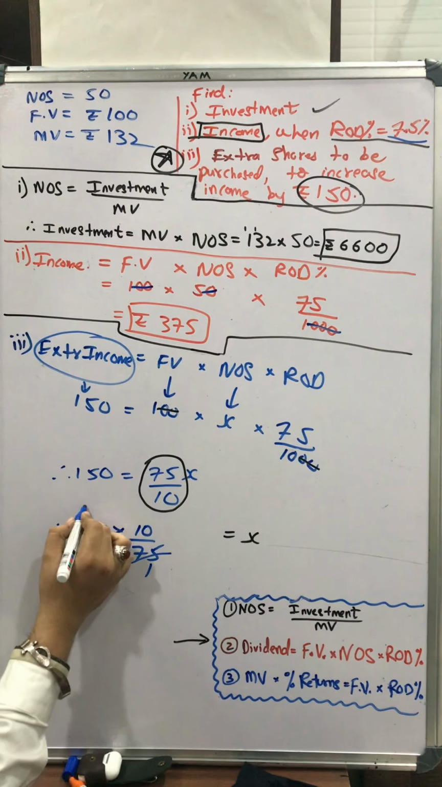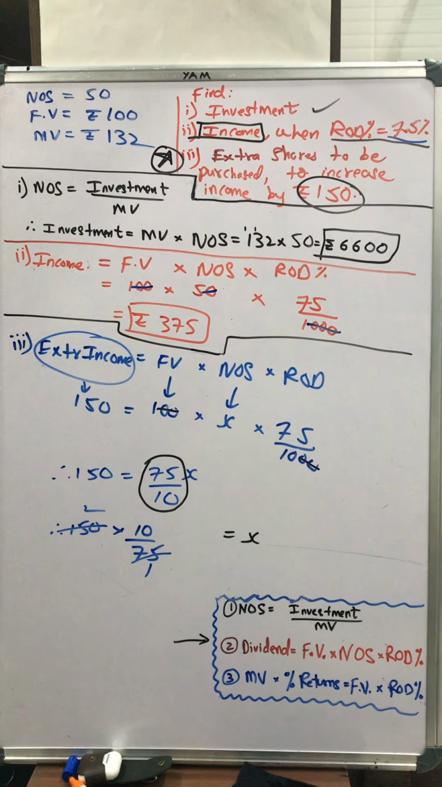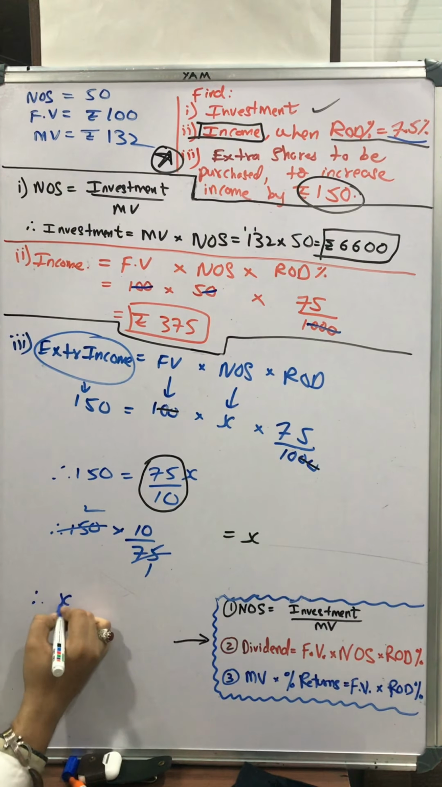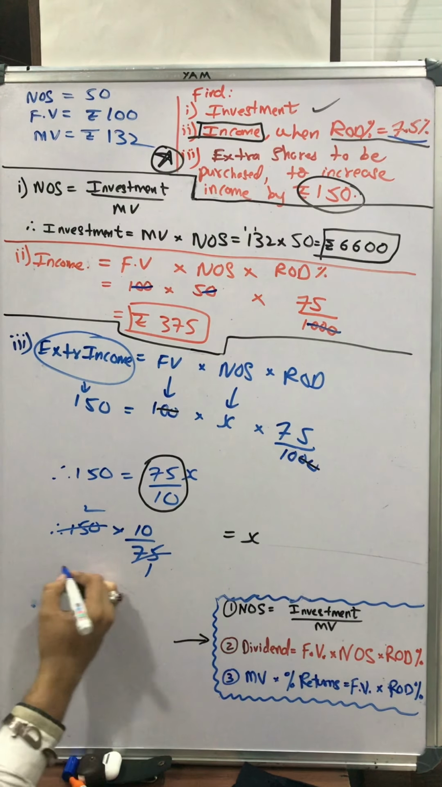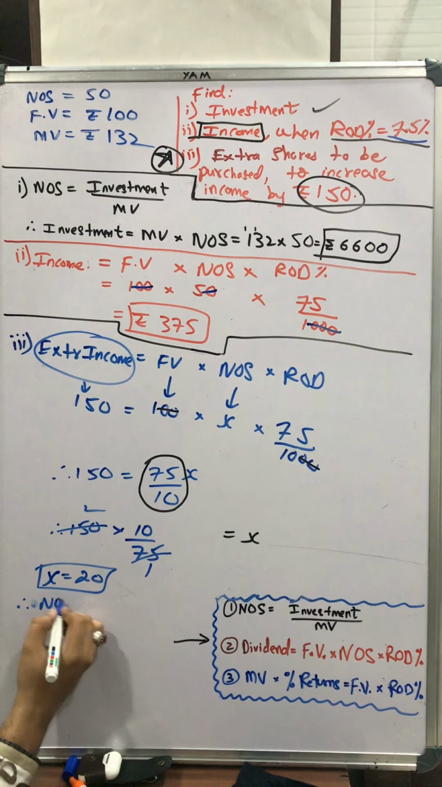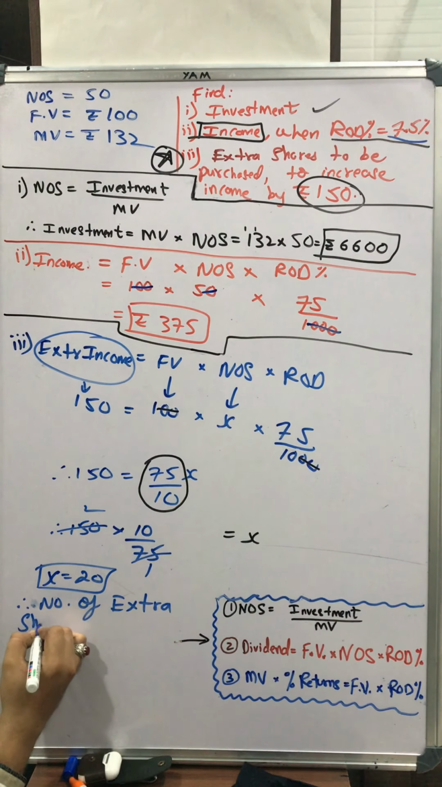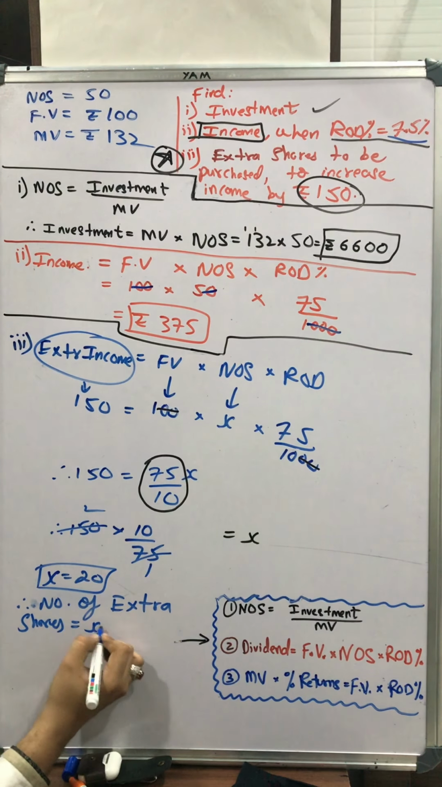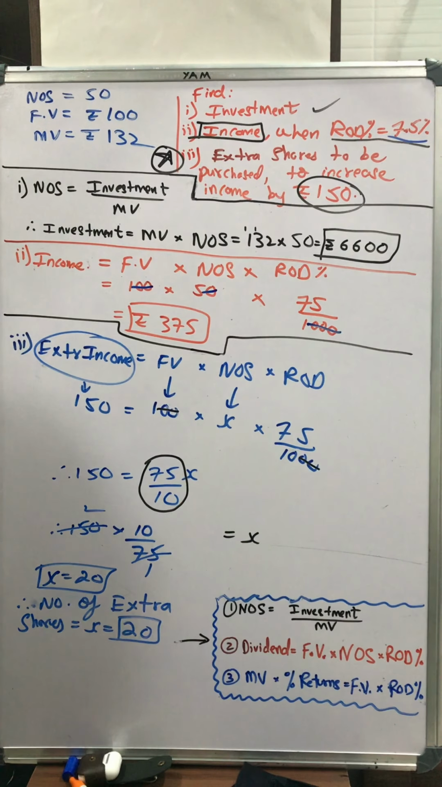150 divided by 75, 75 twos are 150. So 2 into 10 is 20. So that means 20 extra shares. Therefore X is equal to 20. Right here, X is equal to 20. Therefore the number of extra shares is X, which is equal to 20. This is the answer. Hope you understood, students.